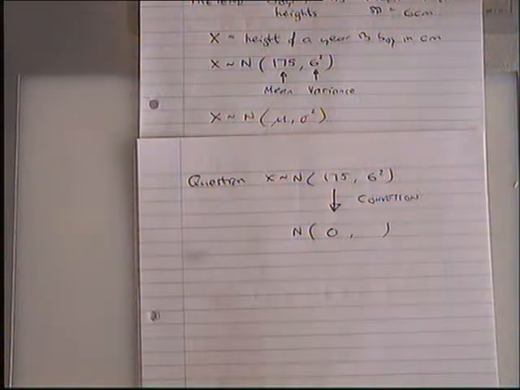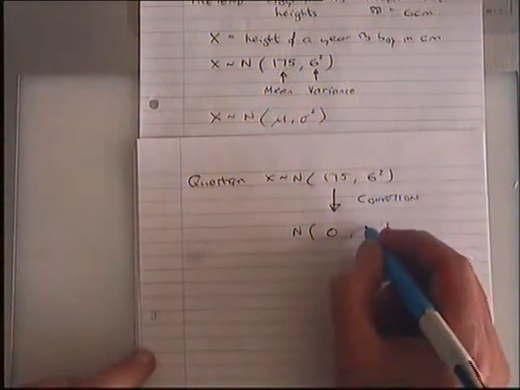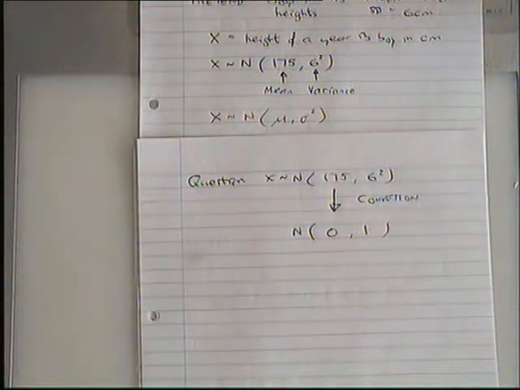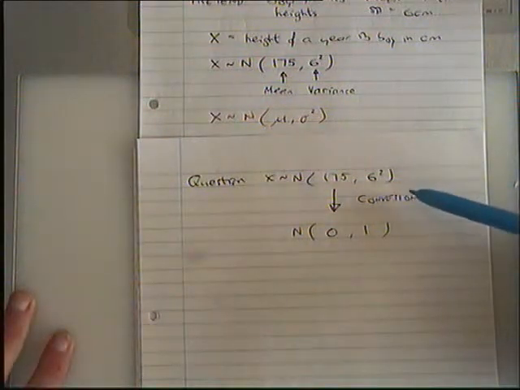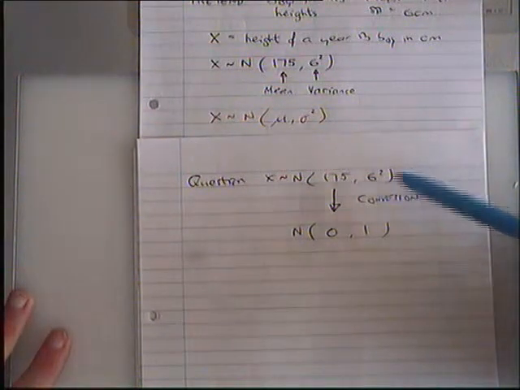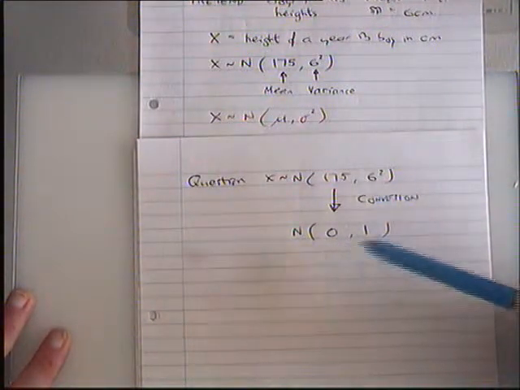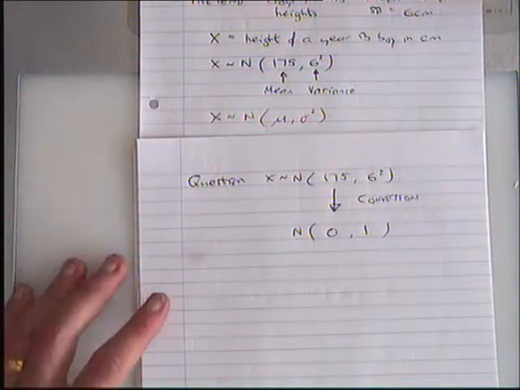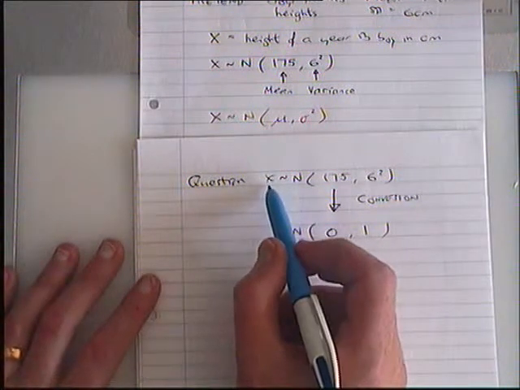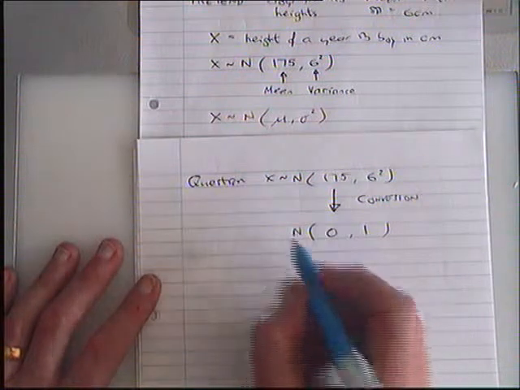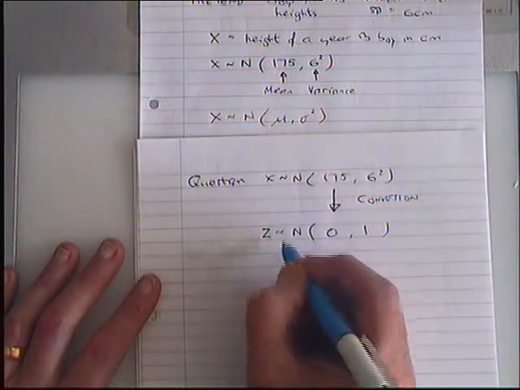Greg? It's another very basic number. 1. Yes. Okay. So we convert every problem from its original mu and sigma to be a new problem with a mean of 0 and a standard deviation of 1. And instead of being x or whatever we called it up here, this is called z.